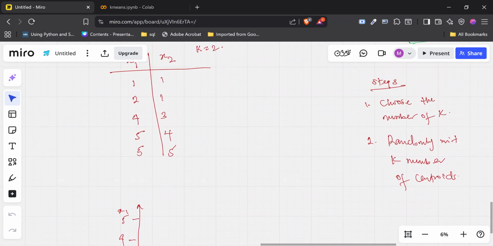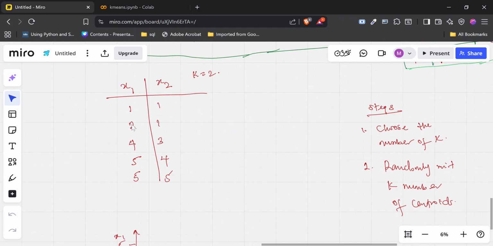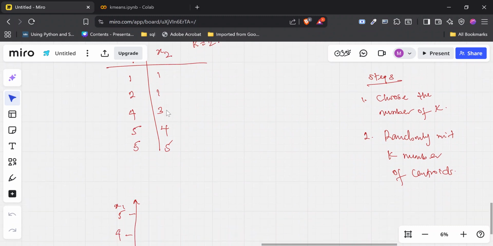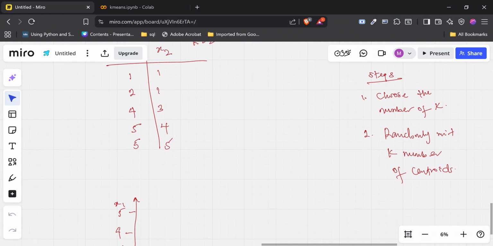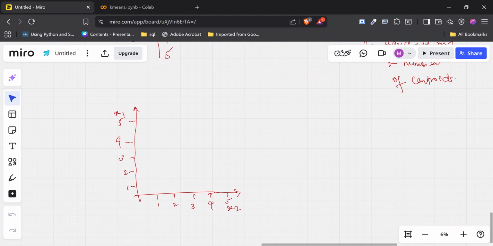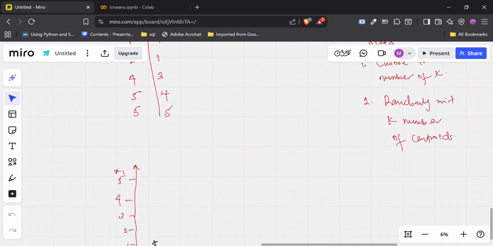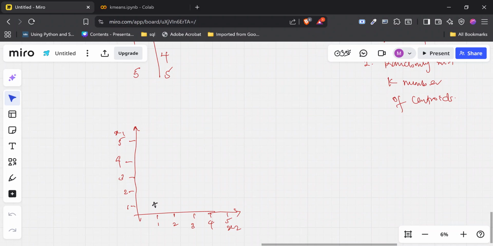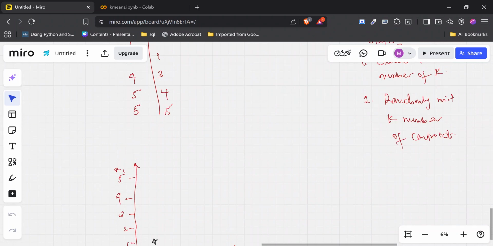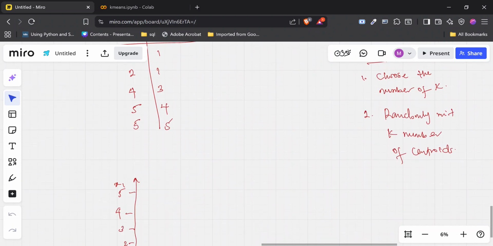So the next thing to do is we check when x1 equals 1. So we have 1, 1 here. So let me switch this to something like black color. Then here, when x1 equals 1, x2 also equals 1, which is this position here. When x1 equals 2, x2 equals 1. x1 equals 2, x2 equals 1 is going to be at this point here.